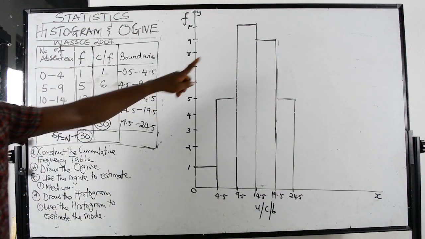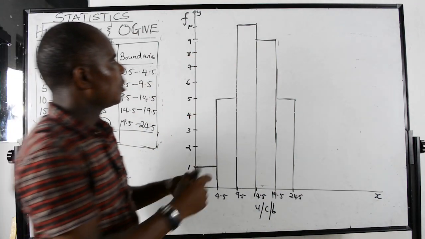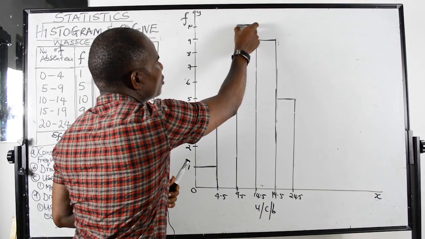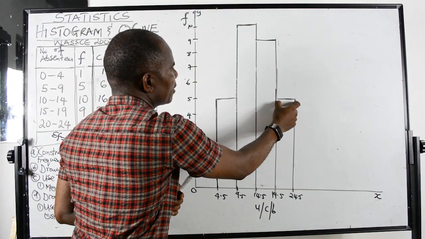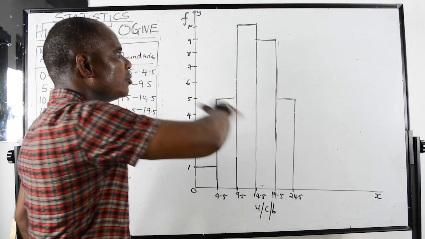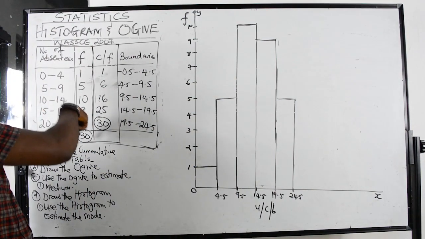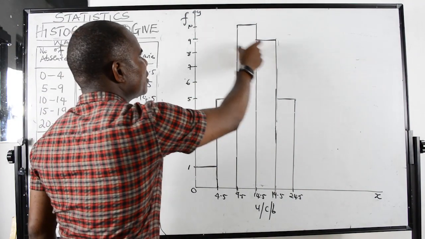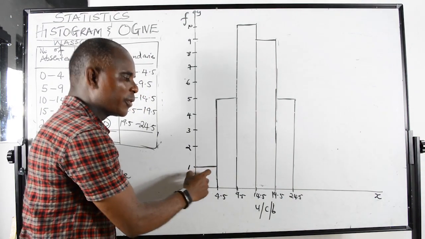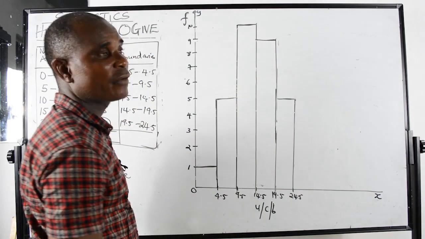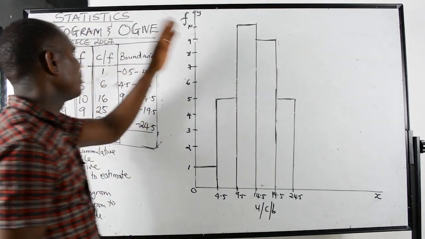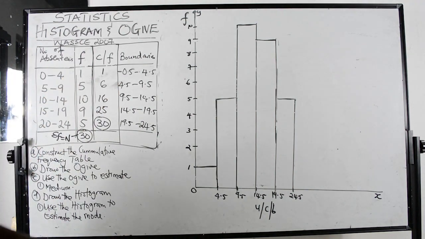Now this is what is called a histogram. Watch the bars: all the widths of the bars are the same. This width is equal to this width, is equal to that. The height of the bar varies with these numbers, but the width of the bars must be the same. You are the one selecting your width, no problem, but you must ensure that the widths of the bars are the same. The height of the bar is because of these numbers. So this is called a histogram.